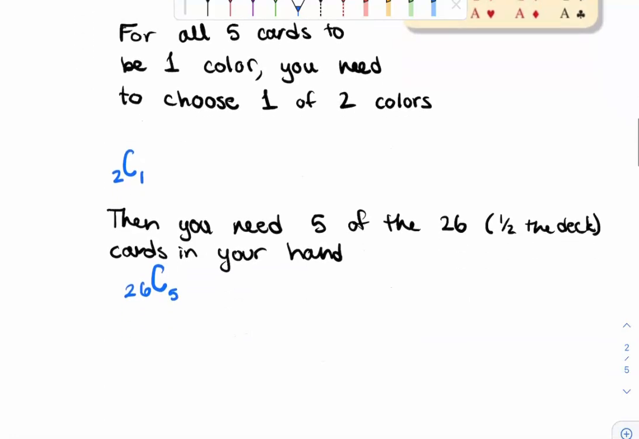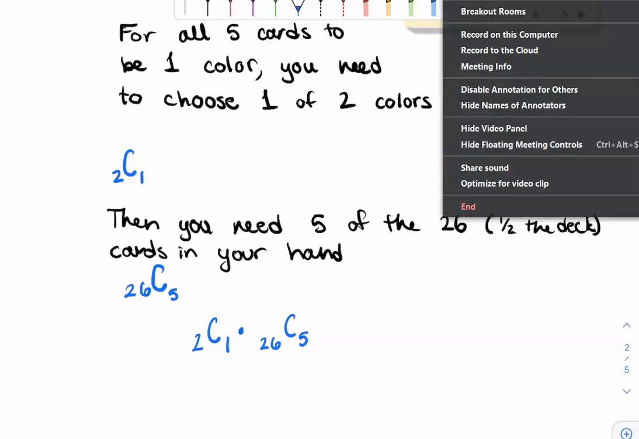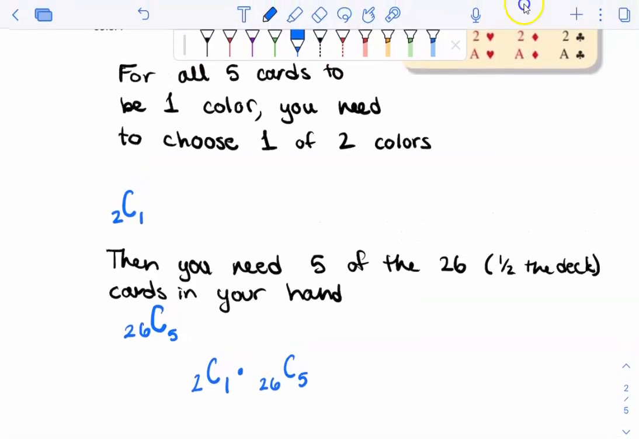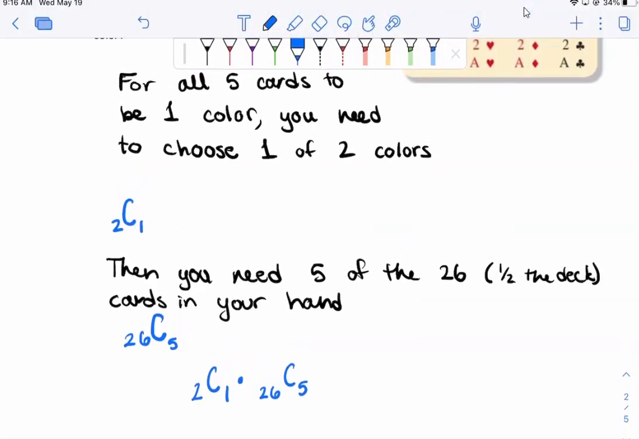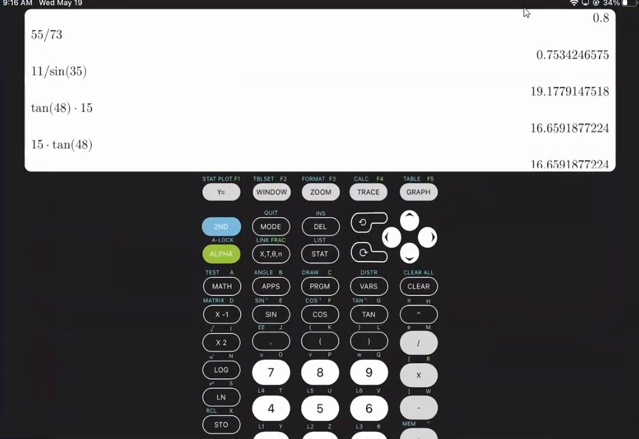So how do you put these together? Again, we'll talk about this tomorrow, but you're going to put these together with multiplication. This is an "and." So this is going to be 2 choose 1 times 26 choose 5. That 2 choose 1 is you have 2 color choices, choose 1 color. 26 choose 5 is you have 26 cards, choose 5 of those. So how you type this into your calculator, I'm guessing that parentheses will matter here, and I say guessing because I haven't played around with it too much, and everybody's calculator might be a little different. So to be safe, let's use our parentheses.